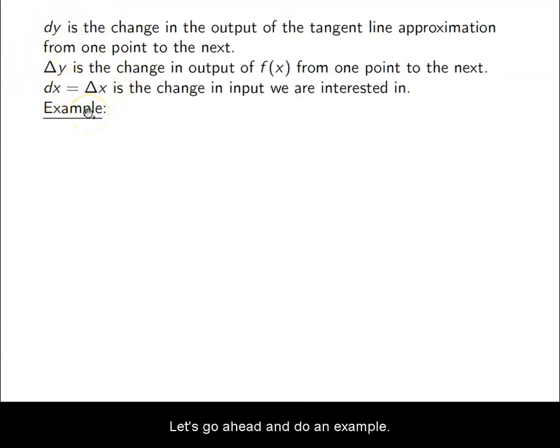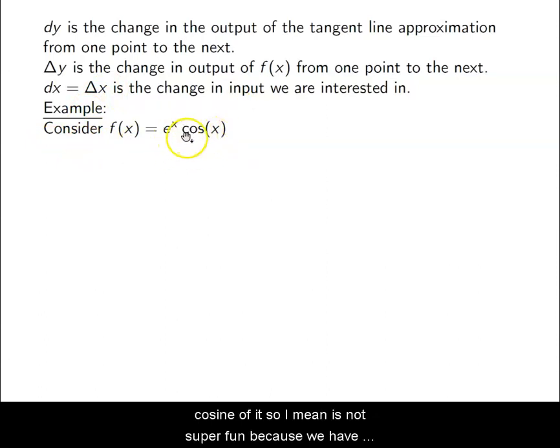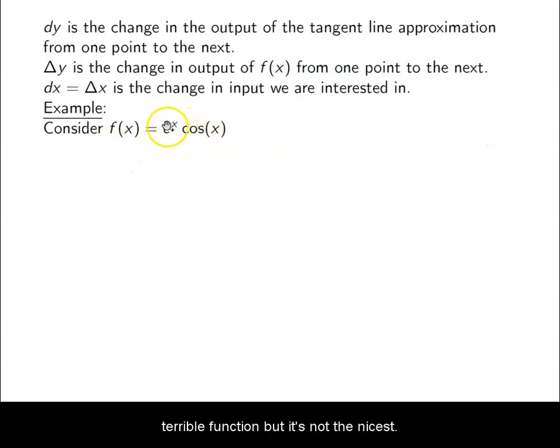So let's go ahead and do an example. Let's consider the following function, e to the x times cosine of x. Plugging values into here is not super fun because we have to use a calculator to figure out what our outputs are. If I said, plug in 7 to this, that's not something we can just do and mathematically find the exact value. We'd have to plug it into a calculator and get some sort of decimal approximation, right? It's not a terrible function, but it's not the nicest.